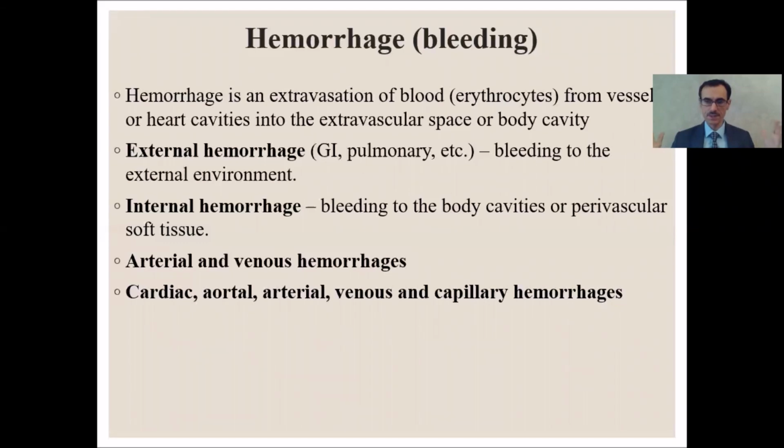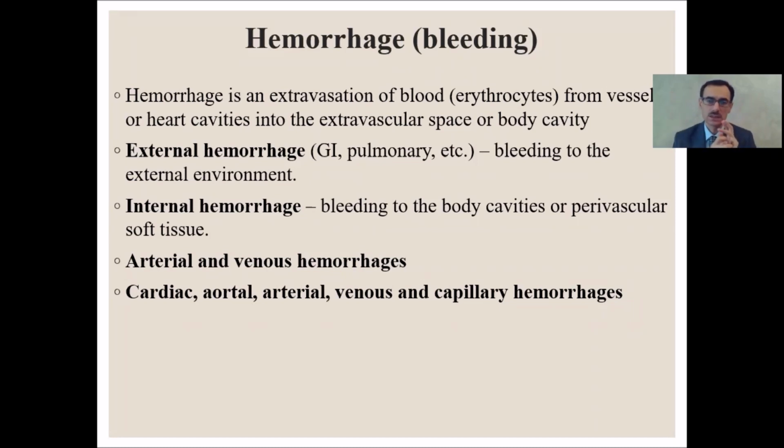One big group of pathology is the hemorrhage, or bleeding, which depends on the integrity of the blood vascular wall. So the hemorrhage is the extravasation of erythrocytes, the leaving of the erythrocytes from the blood vessels or the heart cavities into the extravascular space or the body cavity. For the entering of the blood, there are two types of hemorrhage.